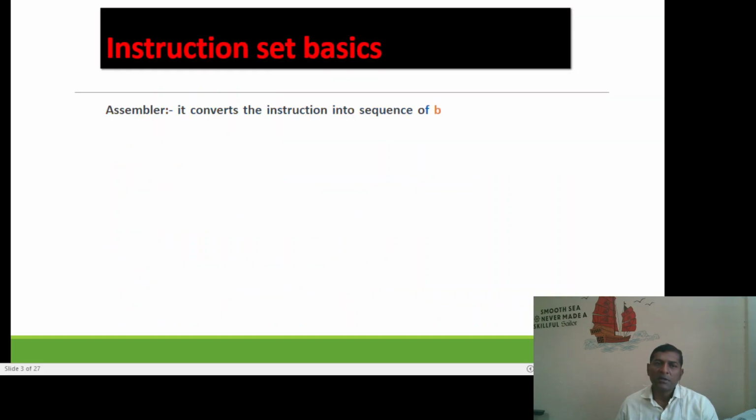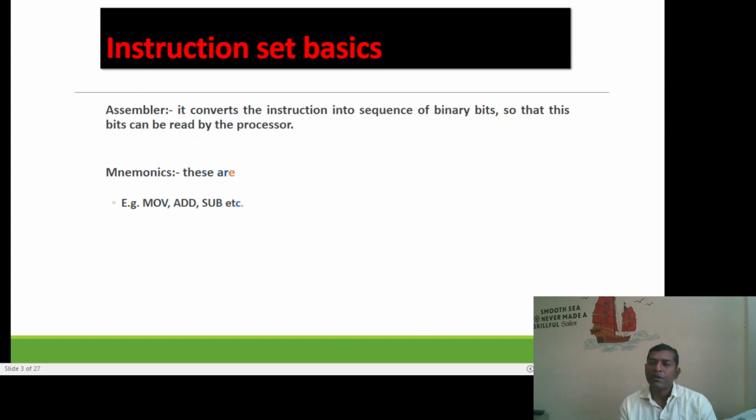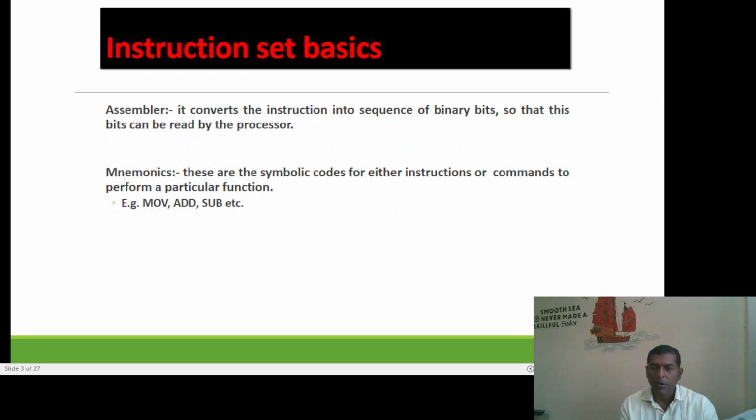So the instruction set is a group of instructions which are basically used for performing operations by the 8086. Mnemonics are symbolic codes for instructions or commands to perform a particular function. These are defined as move, add, subtract, multiply, divide, and, or, etc. All these are known as mnemonics. These mnemonics are used to define a complete instruction.